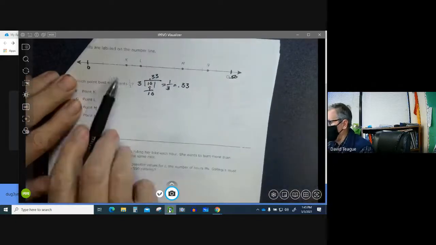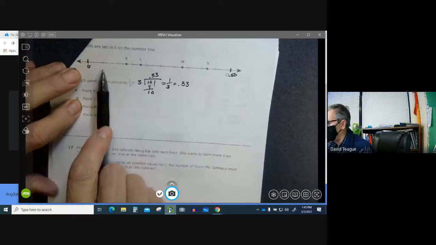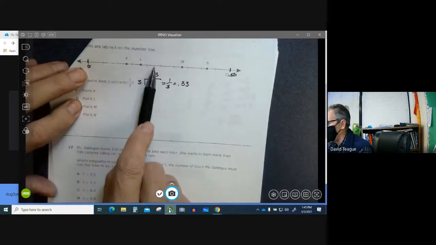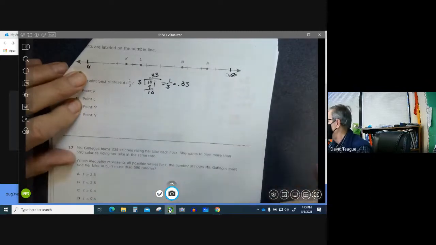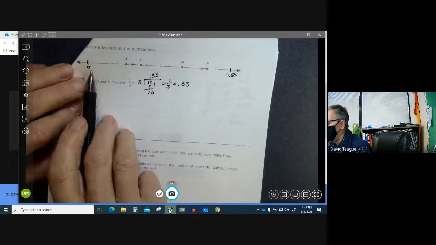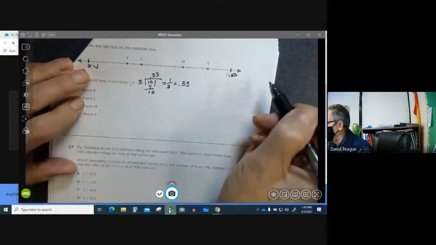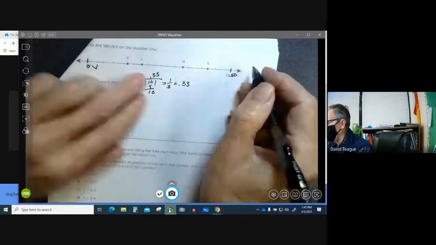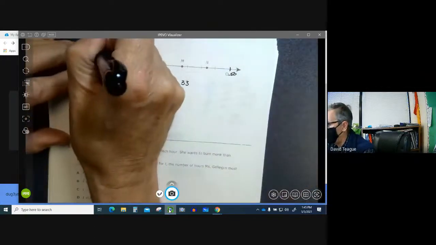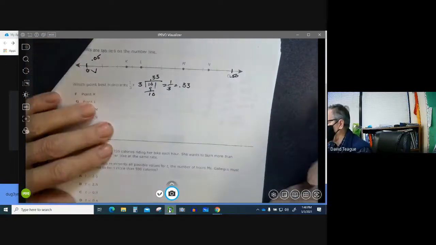So let's figure out what these spacings are. How many different sections do I have on my number line? I have 1, 2, 3, 4, 5, 6, 7, 8, 9, 10. Okay. So what is the value of each one of these little spaces right here? Well, if I take 0.50 and I divide it by 10, I get 0.05. I get 5/100. Well, let's see if that works.